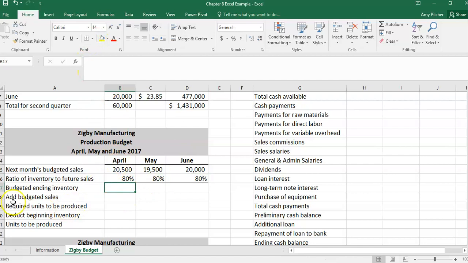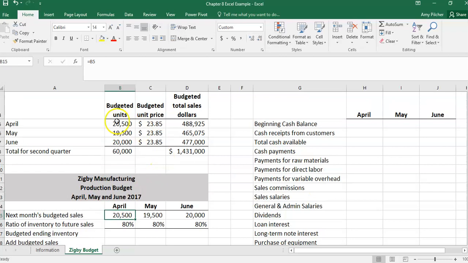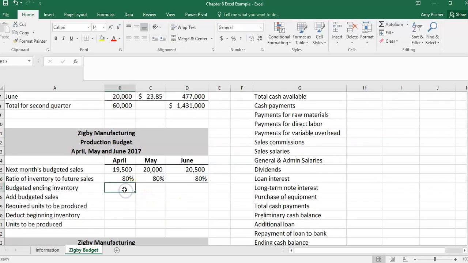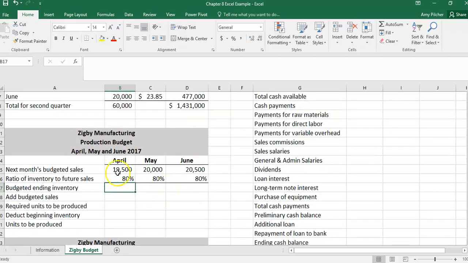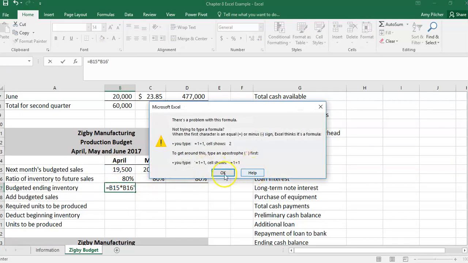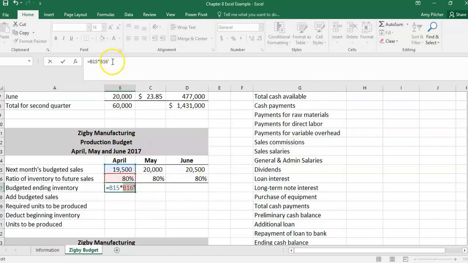We actually want next month's sales. And in July, our sales are 20,500. So in April, we want our ending April inventory to actually be 80% of May's sales. So we take May's sales times our 80%, and I hit just one extra key there. There we go.